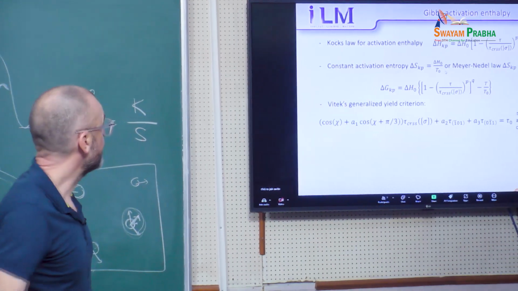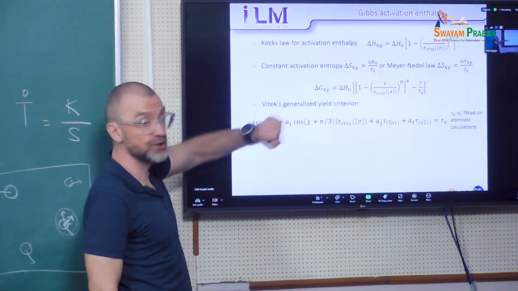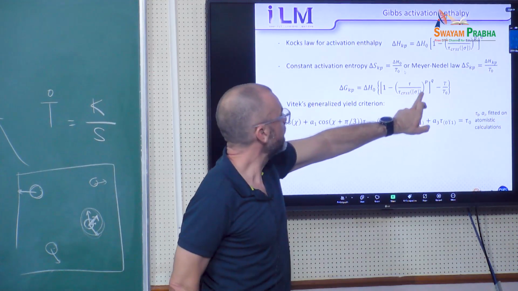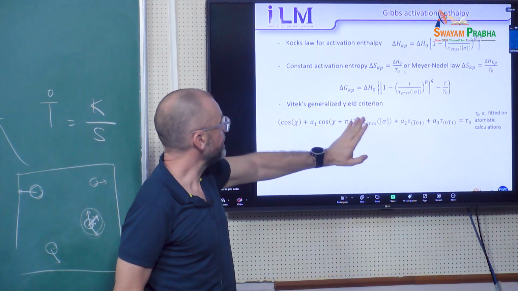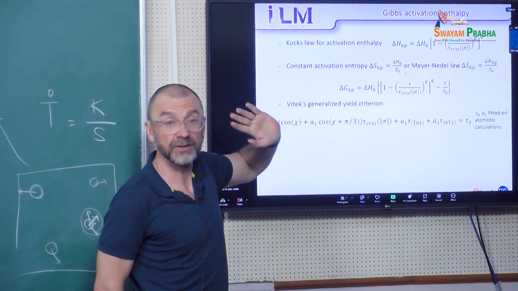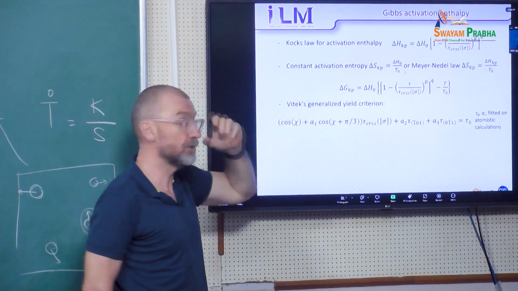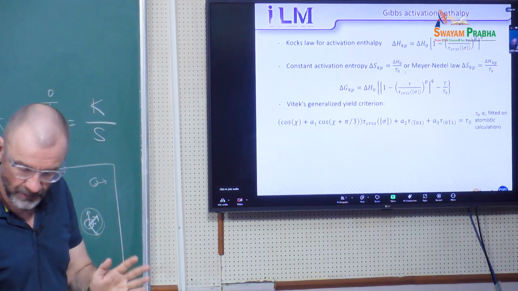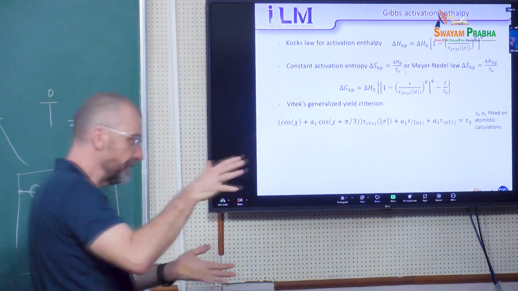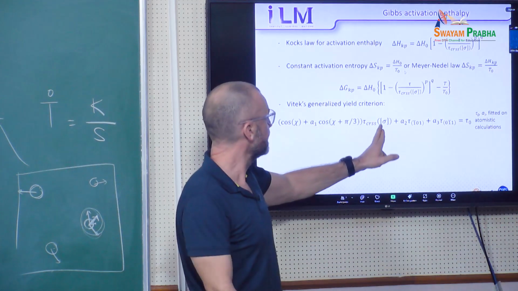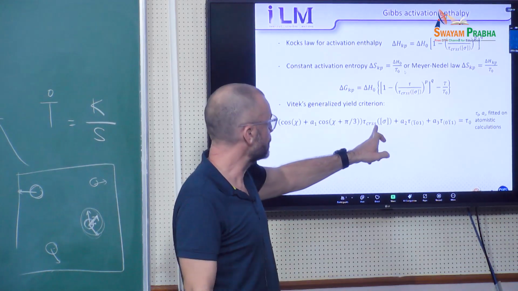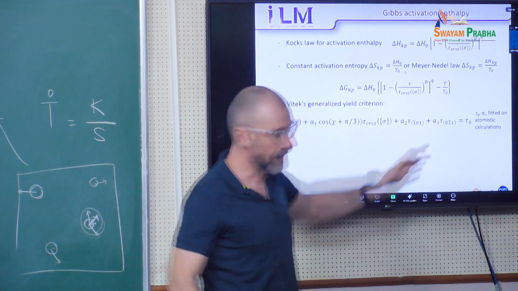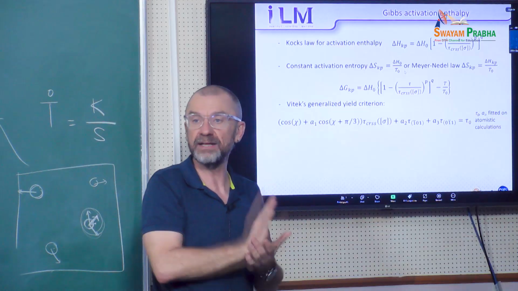Second. Then third, you need to put in the non-Schmidt effect. So far here, there's no non-Schmidt effect. To put in the non-Schmidt effect, the critical resolved shear stress here, you have what is called a generalized yield criterion that was initially proposed by Vitek and co-workers. Vitek's idea was that the non-Schmidt effects are coming from the fact that the resolved shear stress to move the dislocation does not depend only on the resolved shear stress, but it depends also on the stresses that are resolved in the other 110 planes of the structure.